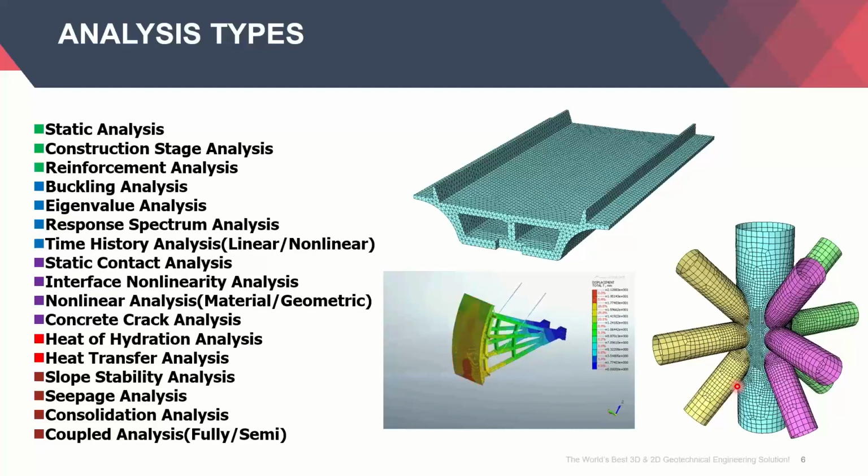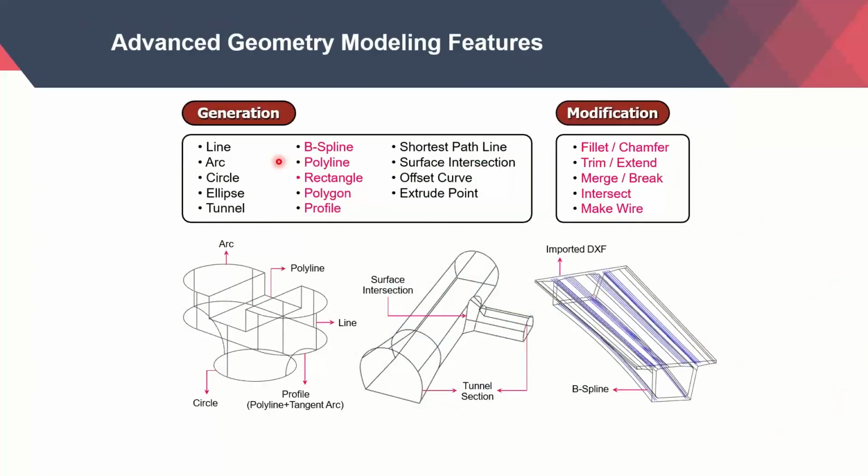Starting with the advanced geometry modeling features. You can develop lines, arcs, ellipse, or tunnel profile sections from the inbuilt tools that have been provided in FENX, or the B-spline or polylines, rectangles, or profiles. Similarly, to create from 2D to 3D, we have a lot of options like loft or sweep along a guided line.